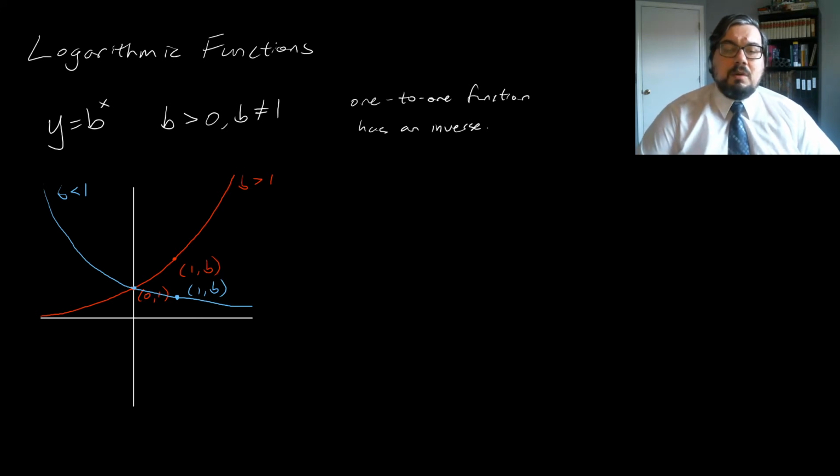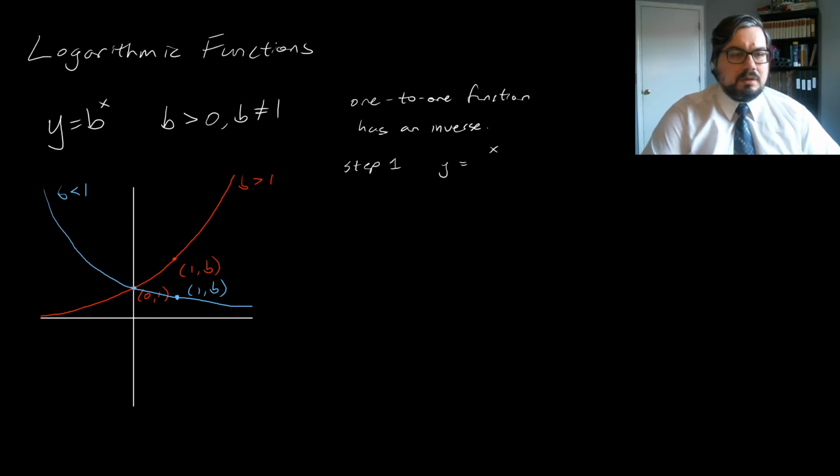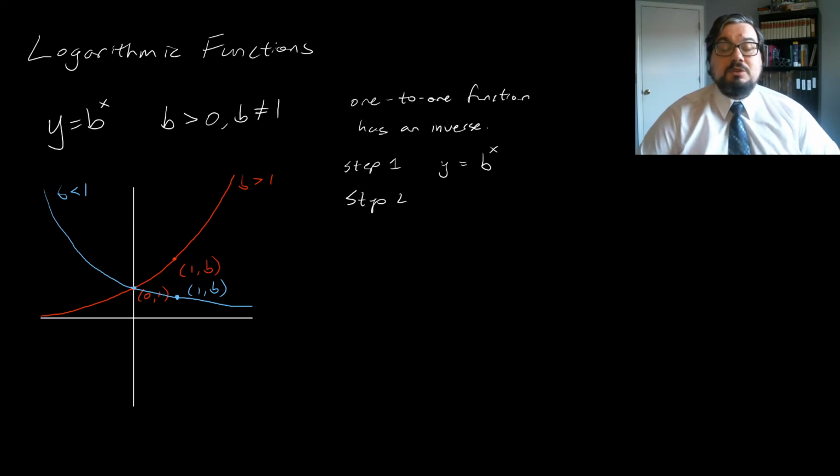Now, how would we go about finding the inverse using our previous strategy? So step 1, well, we'd write it in the form y equals b to the x, the way that we have. Step 2 would be to exchange the roles of x and y, and we'd write x equals b to the y. And then step 3 would be to solve for y.